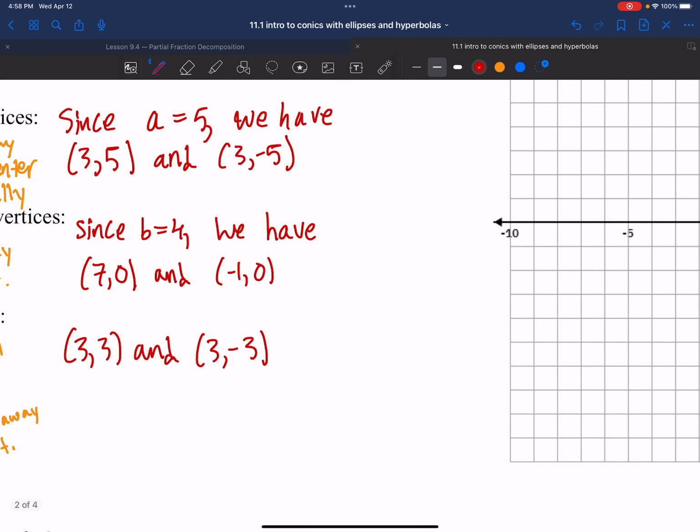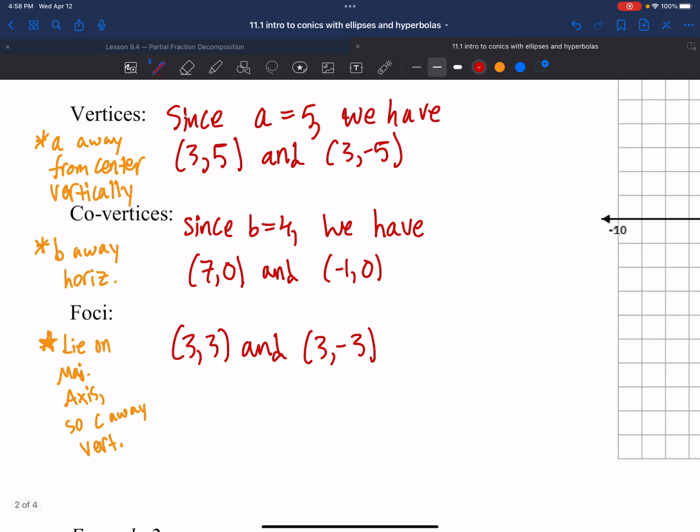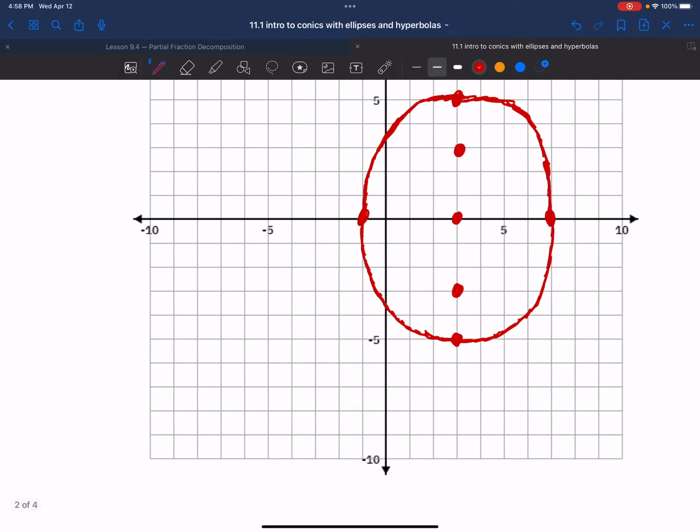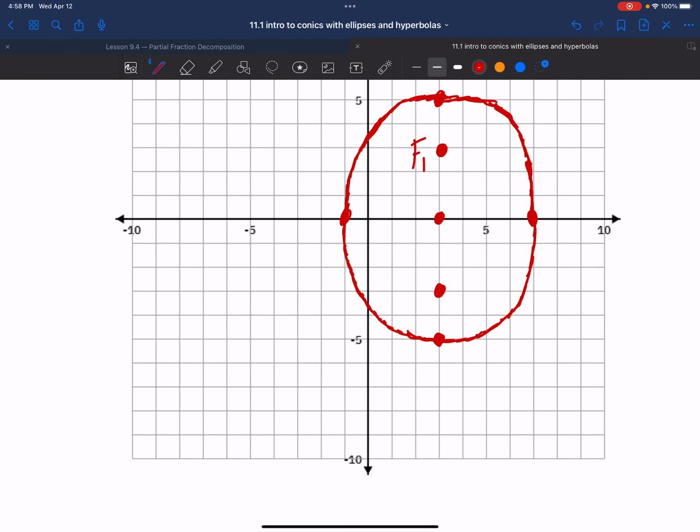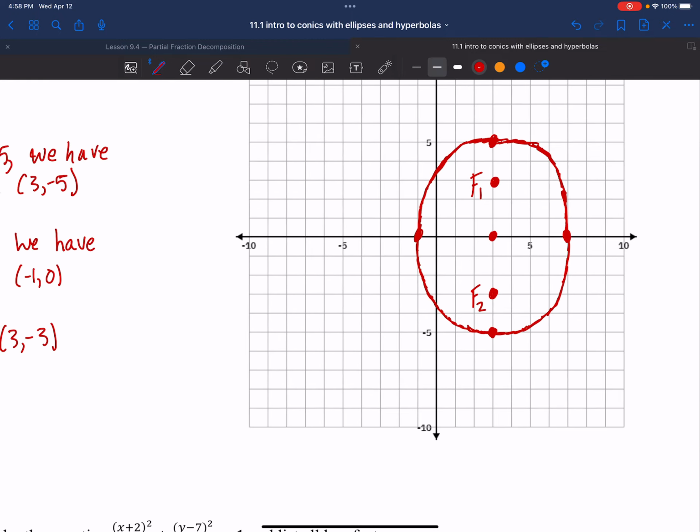Also, personally, I like to notate the foci F1 and F2. It doesn't matter which one you call which. 1 and 2 don't matter. And then I'm just going to put them here on the graph. I just like that. It clearly indicates to whoever's reading this graph that those are the foci.